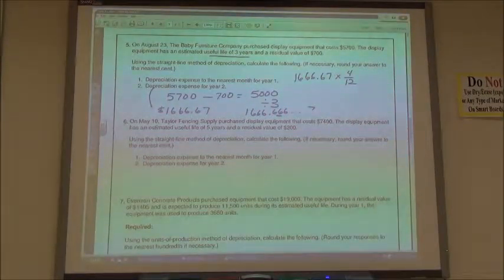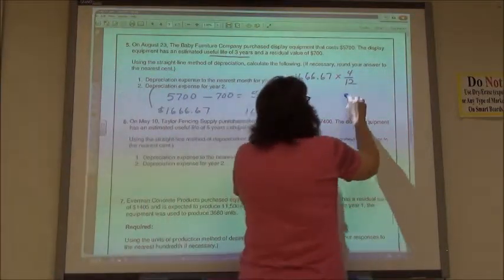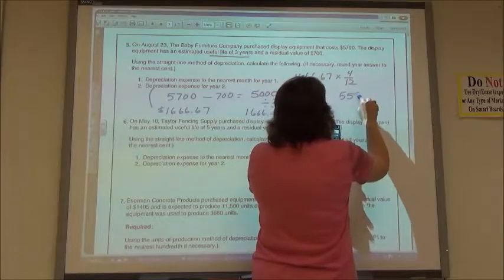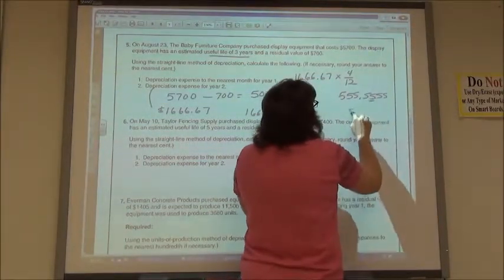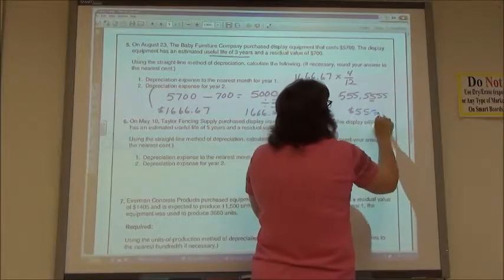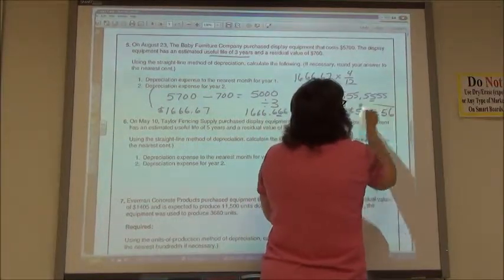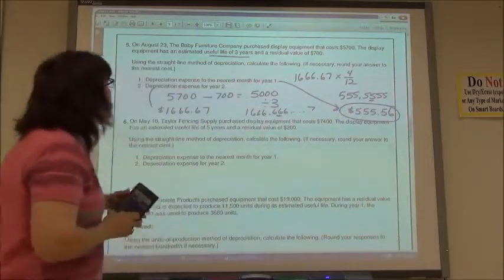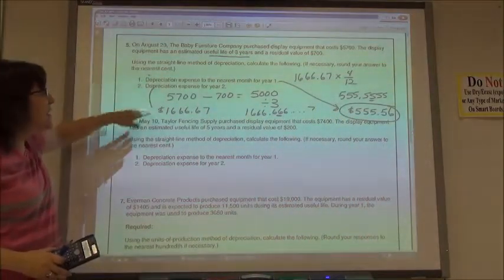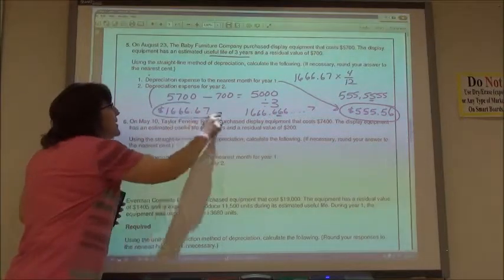And so for the first year, we're just going to have $555, and I have to round that off. I get 555.5555, so $555.56 will be just the amount that I have for year 1, since I only had it for 4 months, not the whole year like I did in year 2.